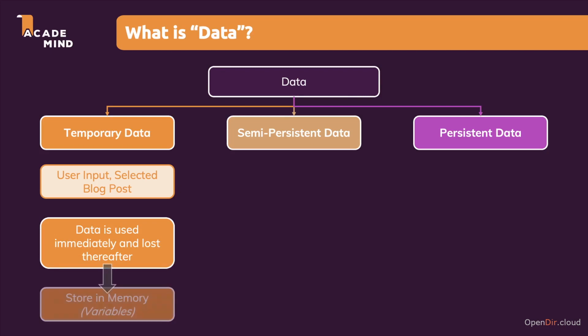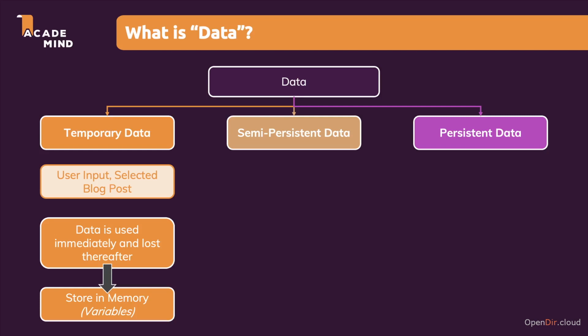Such data is therefore typically stored in memory, which means in variables. If we handle the form submission, we first of all store the submitted data in some variable before we then maybe turn it into permanent, persistent data by storing it in a database.